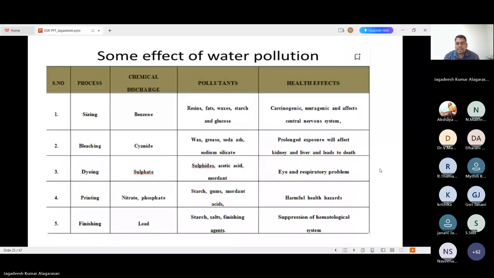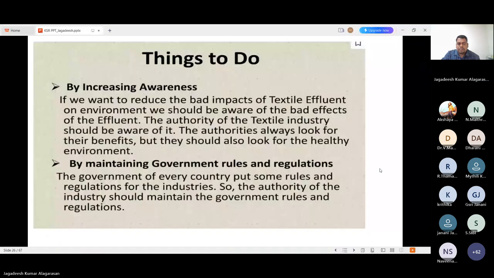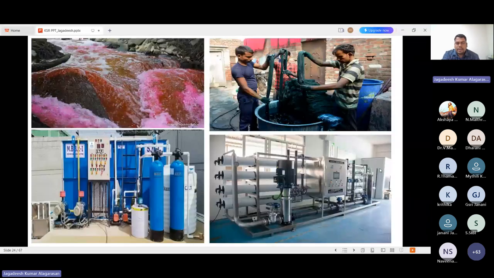Before releasing the water, they have to treat it themselves before releasing it into the river. Okay, sir. Yeah, thank you. I will show you where it is. Yeah, this one. These two things, the membrane. Every unit has to install it, but they do not use it because of the cost and energy.